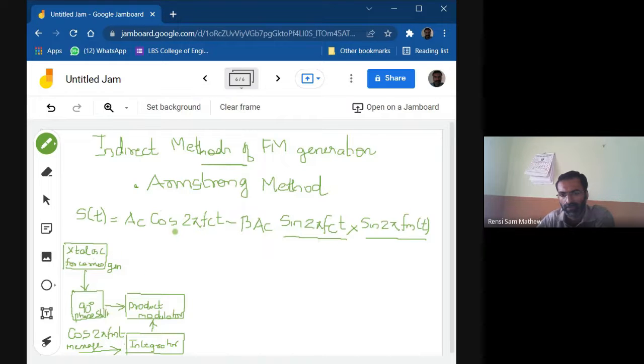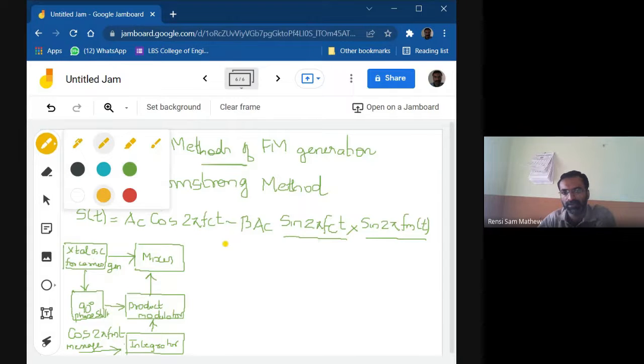Then what we have to do with this process: Ac cos 2 pi fct minus beta into Ac. So it is actually giving a mixer. The mixer has two inputs. This component is the phase-shifted component, so it will be subtracted. Remember, here it is minus, so here we will write minus, and here we will write plus.